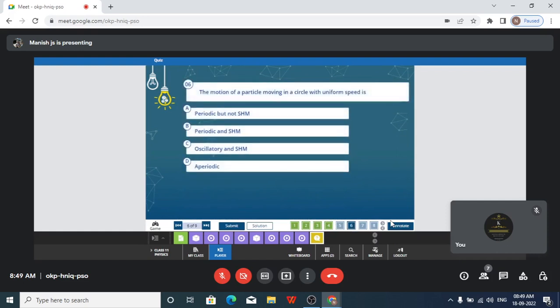Okay, now the motion of a particle moving in a circle with uniform speed can be periodic and simple harmonic motion, is it? Okay, we'll see. No, it is not periodic and simple harmonic motion. I think somebody said oscillatory. Okay, see, moving in a circle, isn't it? So it can be periodic, but I don't think so.